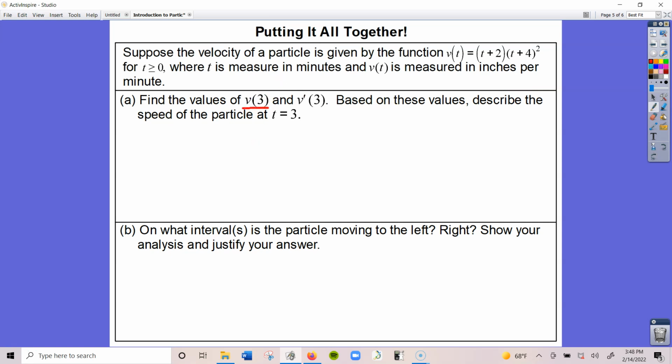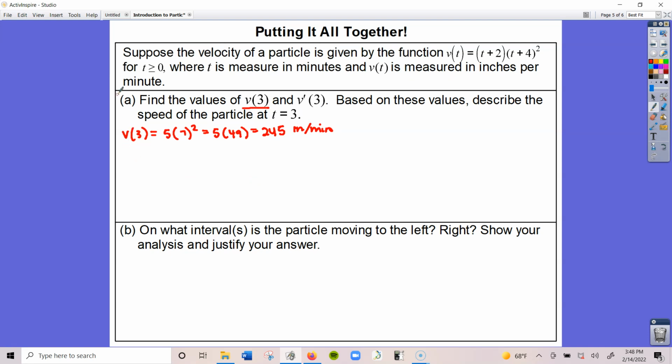So first, let's start with v of 3. I'm going to plug in 3 into my function. So this is 3 plus 2, which is 5, times 3 plus 4, which is 7, squared. So this gives me 5 times 49. And 5 times 49 is 245. Since this is v of 3, this is velocity, which is in inches per minute.